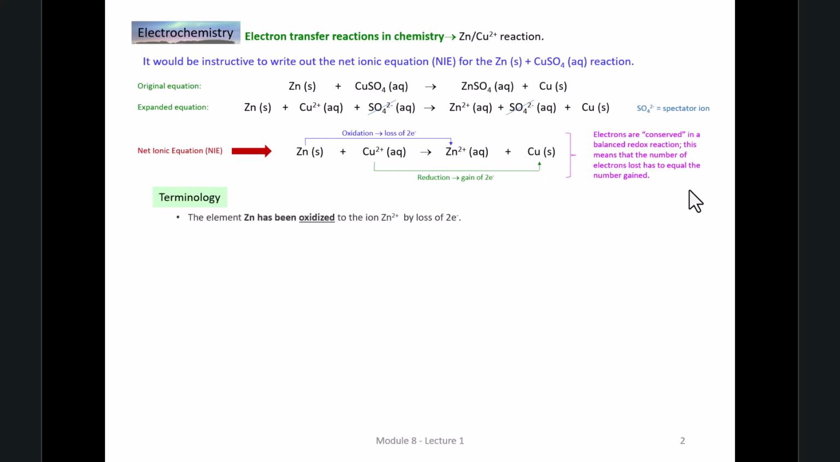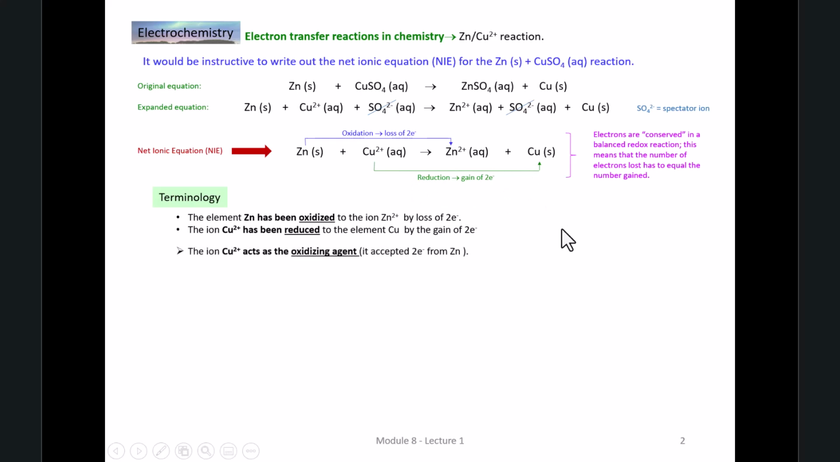Let's look at some terminology to make sure that we're all on the same page here. In this reaction, the element zinc has been oxidized to the zinc 2+ ion by loss of 2 electrons. Each zinc atom has undergone oxidation to lose 2 electrons to form a zinc 2+ ion. The ion copper 2+ has been reduced to the element copper by the gain of 2 electrons.